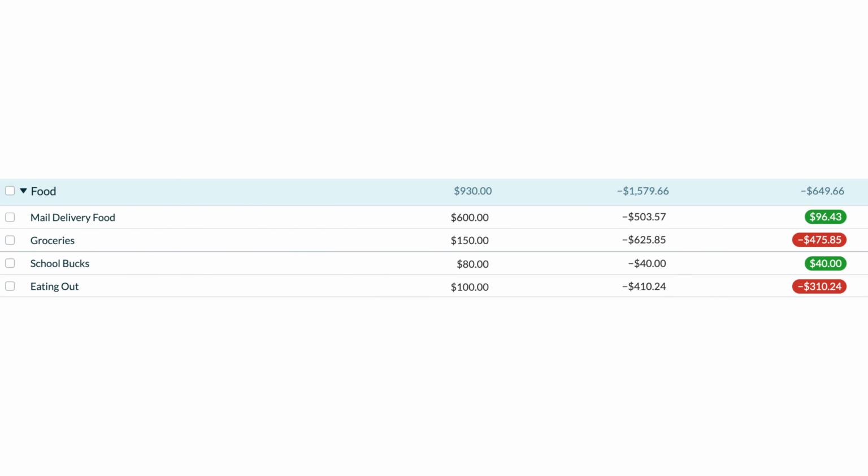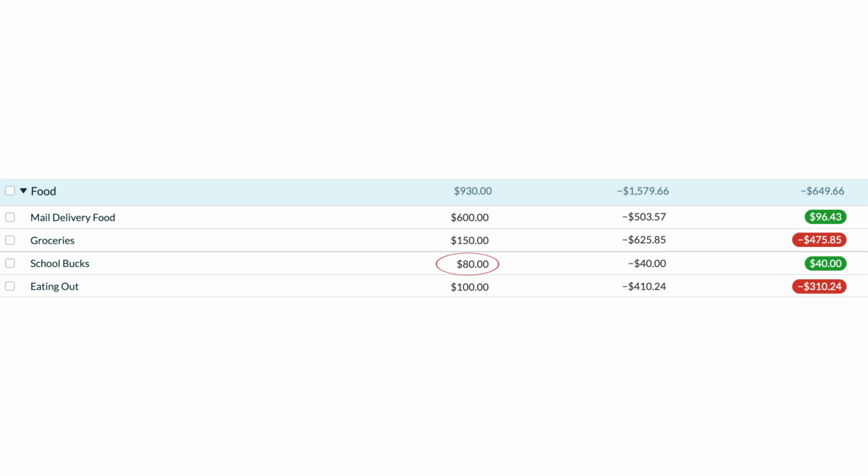So what ended up happening is we had budgeted $600 for meal delivery food, which is Home Chef and Yumble. We spent $503.57, which was actually less than we had budgeted. But in our groceries, we had planned on spending $150, and we spent $625.85.